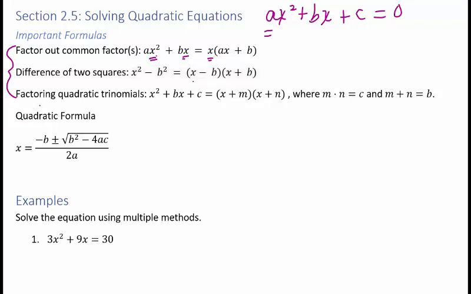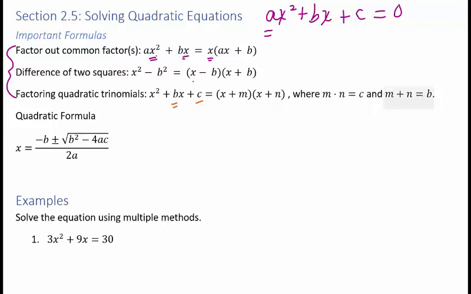And then if we want to factor a quadratic trinomial, that is a quadratic expression with 3 terms, we could determine which two numbers multiply to give us c and add to give us b. So in this case, we could get factors of the form x plus m times x plus n, where m times n, or the product, is equal to c, and their sum is equal to b.